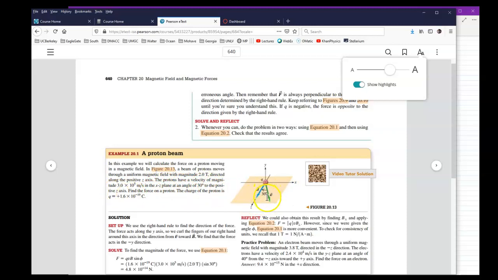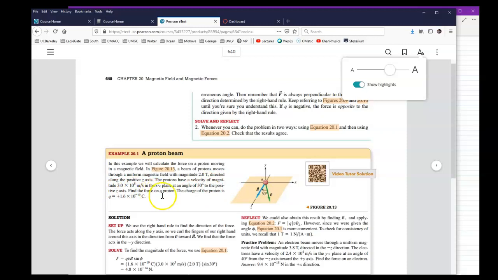Okay, so what's important is the angle between V and B. In other words, if he gives you the angle between V and X, you have to get the angle between V and B. It's always between the two vectors, V and B. So he gives it to you already, so you don't need to calculate anything. It's 30 degrees to the positive z-axis.